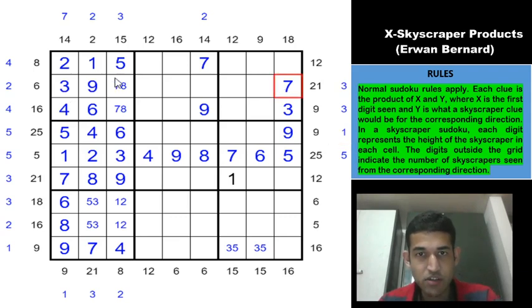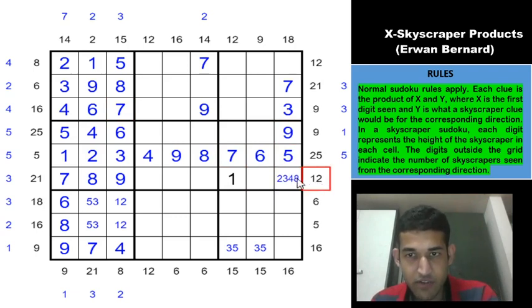Okay, this 7 resolves the 7, 8 pair, so this must be 8 and this must be 7. Okay, so if you look at this cell, it cannot be 1, 6, 7, 5 and 9, can only be 2, 3, 4, 8. But 8 is not a factor of 12, so 8 is eliminated. 3 is also not possible, so 2 and 4. Corresponding skyscraper clue must be 6 and 3, right?